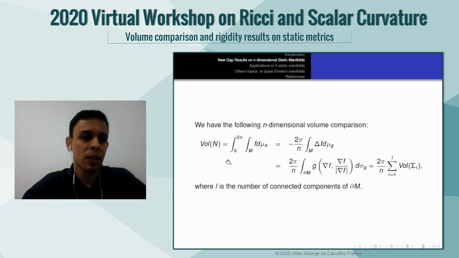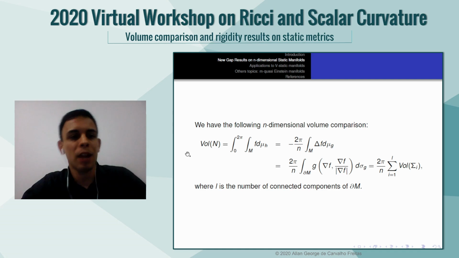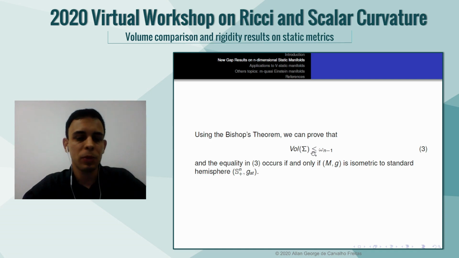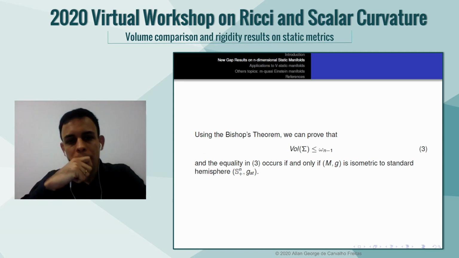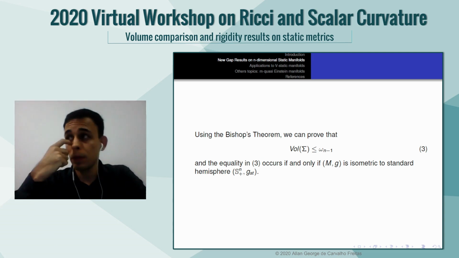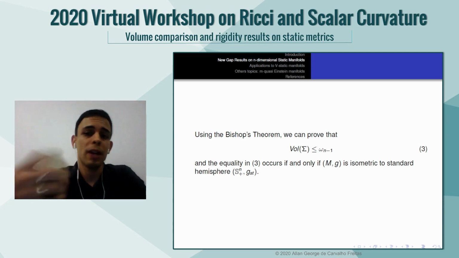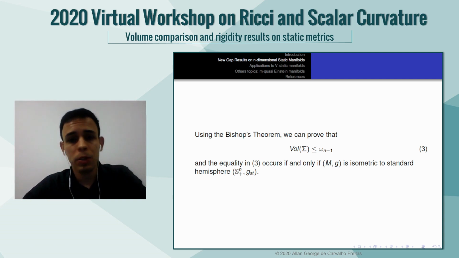So we can bound this volume by the volume of an n+1 dimensional sphere. With this, we obtain this result, which is a limitation for the volume of the boundary. And equality occurs if equality in the Bishop-Gromov theorem occurs, so we have a standard hemisphere. So the result of Bolken, Gibbons, and Horowitz in dimension 3 holds in general, for n dimensions.